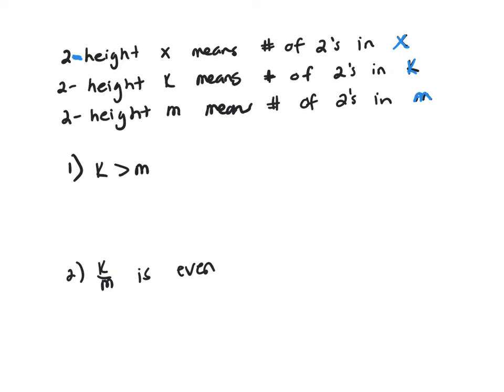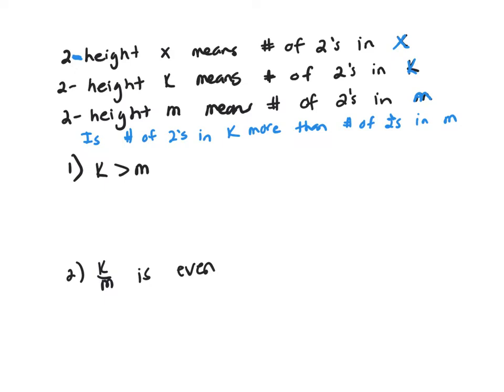All right, clue 1, k is greater than m. But what we're trying, I didn't write down what we're trying to find. I think we're trying to find whether the number of 2's in k is more than the number of 2's in m. All right, k is greater than m.